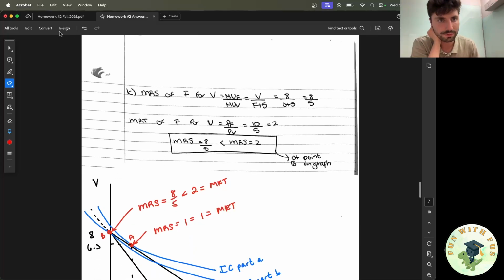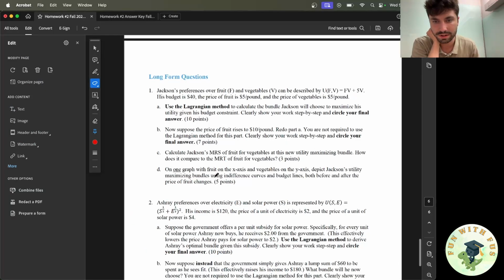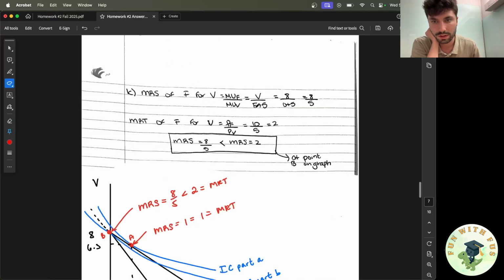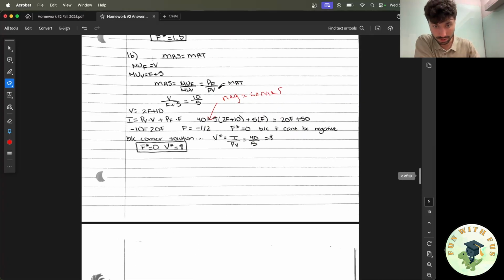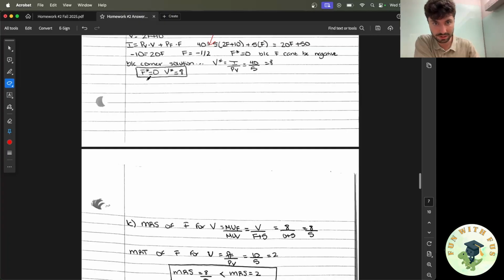And I believe the next part is asking us, how does our MRS compare to our MRT now? So we got a bundle last time. Our MRS stayed the same. It was just V over F plus 5. And I can literally just plug in what I got. Similar to how we plugged in bundles on homework 1, we can plug in this bundle and we get 8 over 0 plus 5, which is 8 over 5.